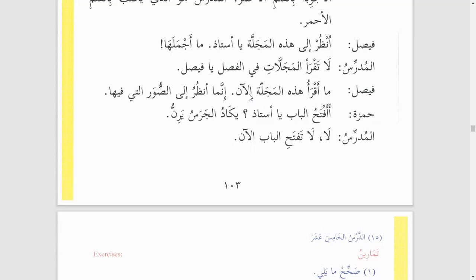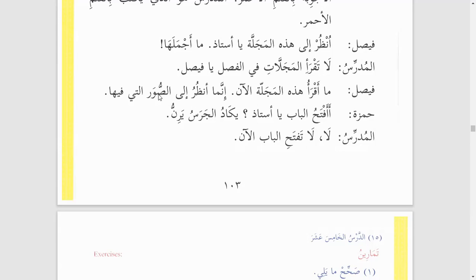Right, Ustad? This is like the ma of negation, no? Yes, of course. No, it's not reading now. You're negating. For the current situation, sir, I'm not reading now. So the student is telling the teacher, no, I'm not doing that, and then he kind of tells a lie. Maybe he says, Innama anzuru ila.